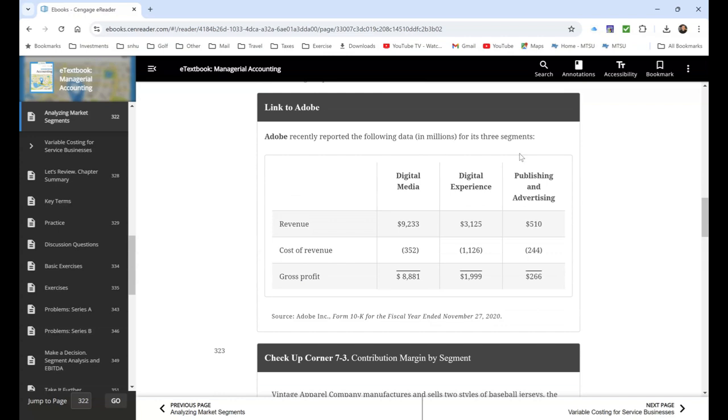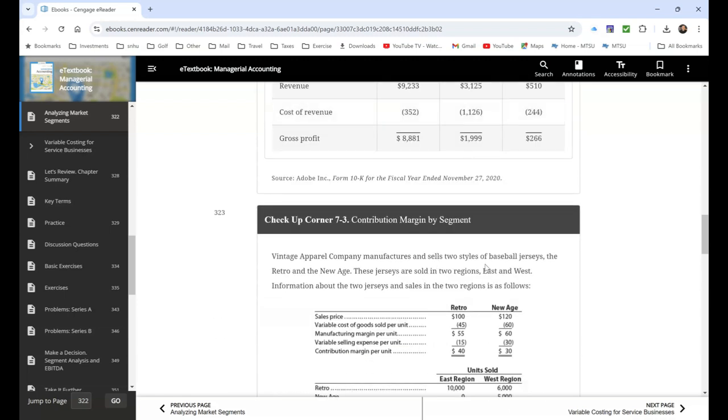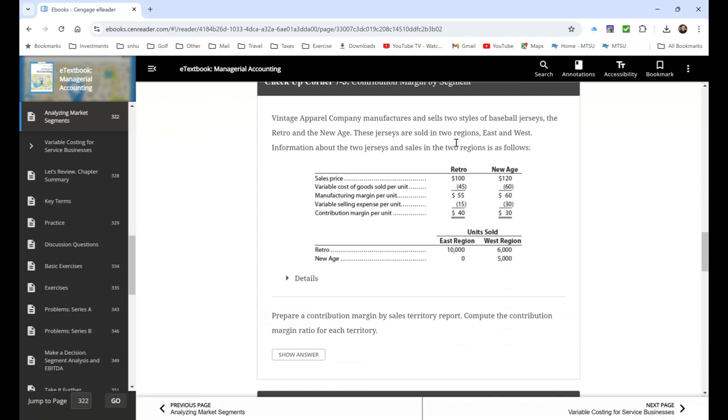And Adobe, this is something they came out with, here's how much they make on these three. So publishing and advertisement is hardly anything, and digital experience is a couple of billion dollars. But digital media is where they make most of their money. Amazon, the same thing. If you look at Amazon sales, most of their money is really made from cloud services. And yet, how would we survive without Amazon being able to just call up and order a product?